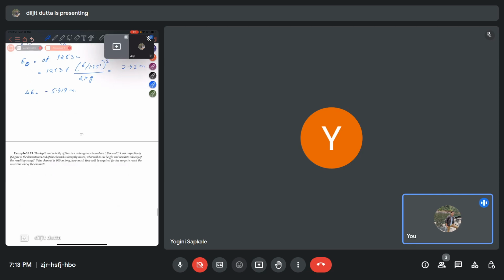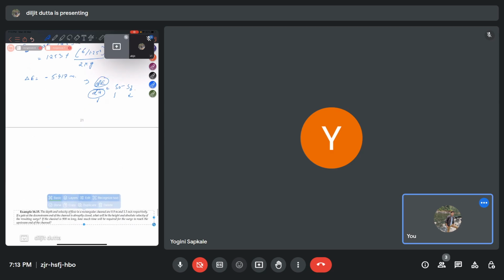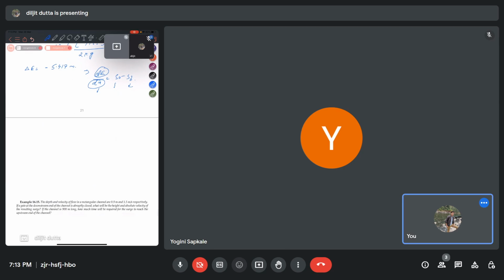So now we obtained one formula that dE by dx equals S0 minus SF. We know S0. If we can get SF, then we can get the change. We know dE, then we can obtain dx. So that is the change in distance. So how do we obtain SF? SF will be the average of the friction slope at y1, SF1 plus SF0, by 2. Average of the friction slope at the depths y1 and y2.